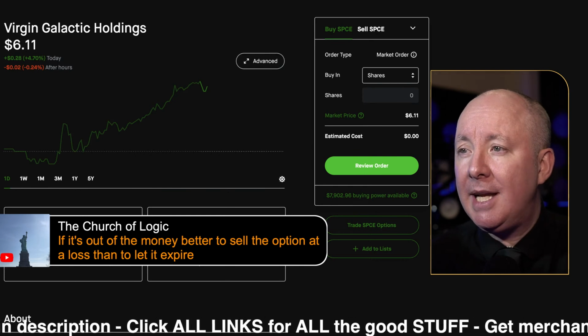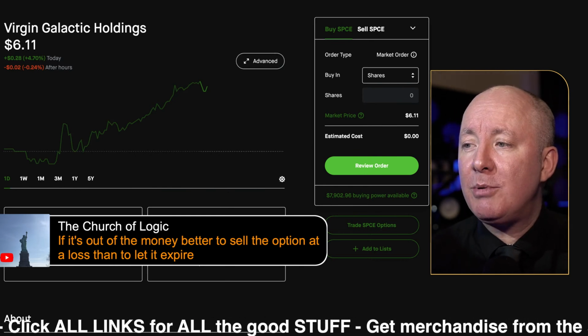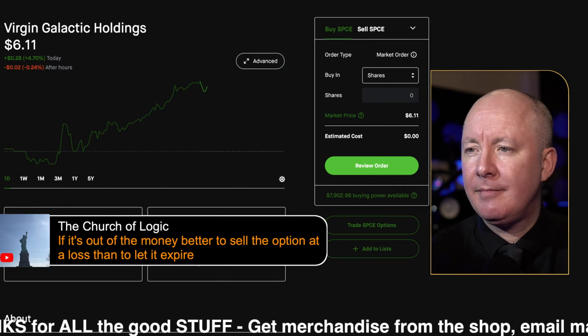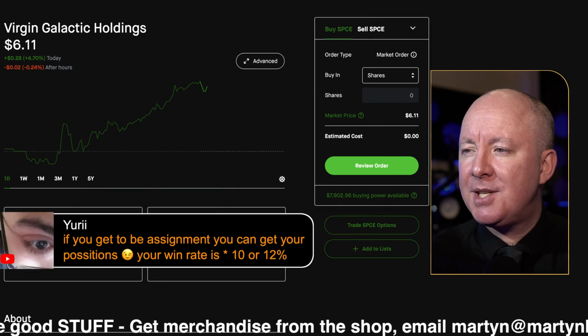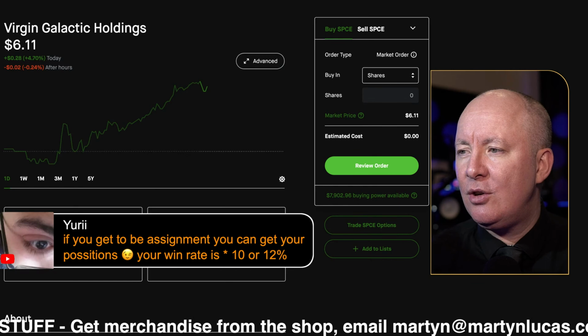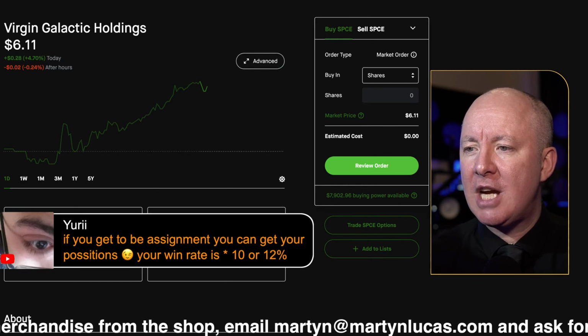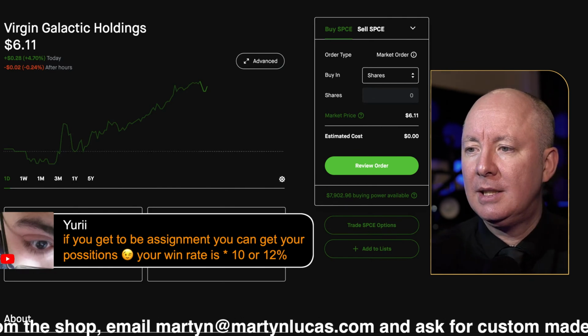If he's in the money, he's making money. If he's out of the money, he's losing money. Better to sell the option at a loss than to let it expire. Correct. If you get assigned, you get your positions, you win. Rates is 10 to 12%. Yuri, thank you for sharing that information. If you become a member of our channel, you can share all this on Discord.